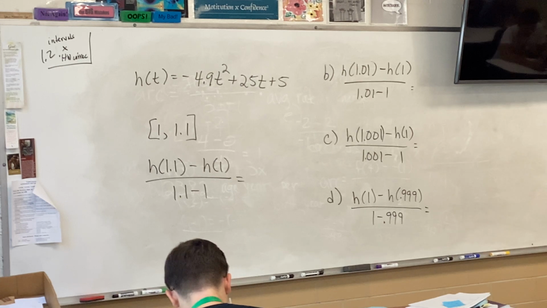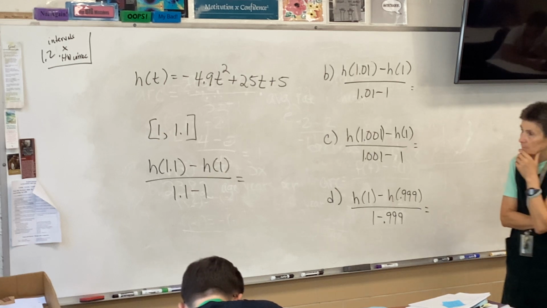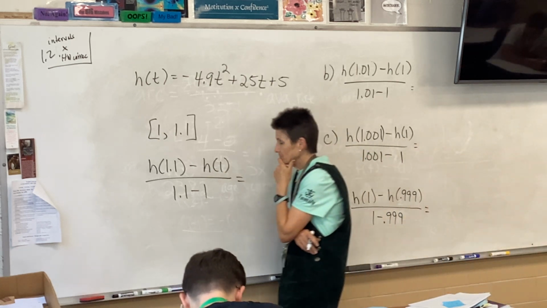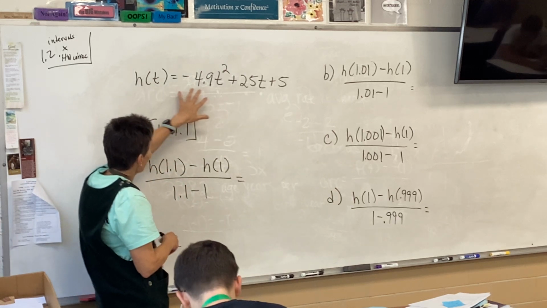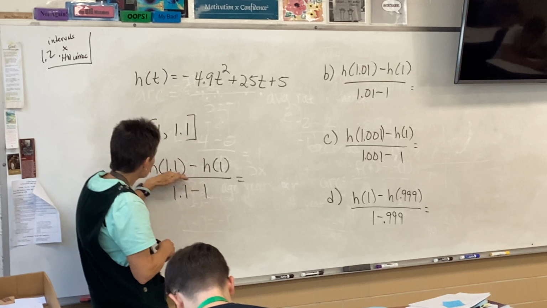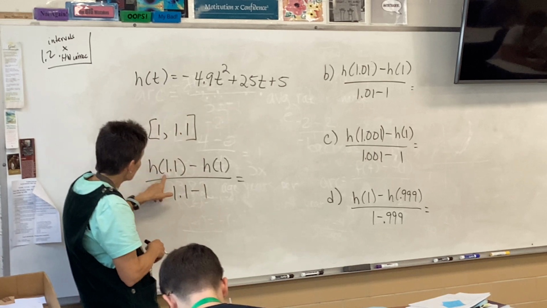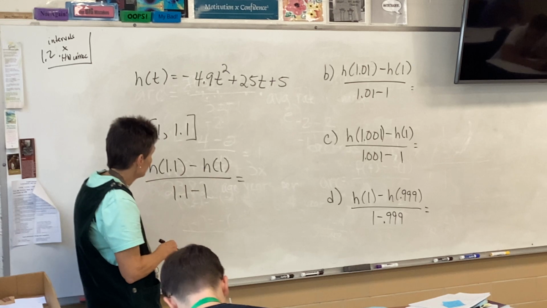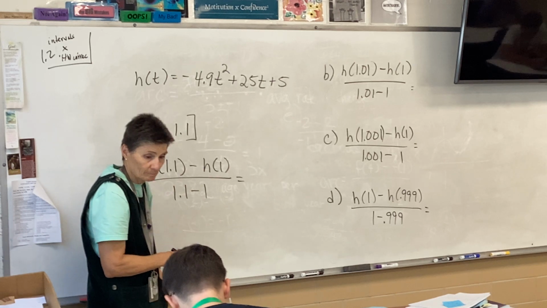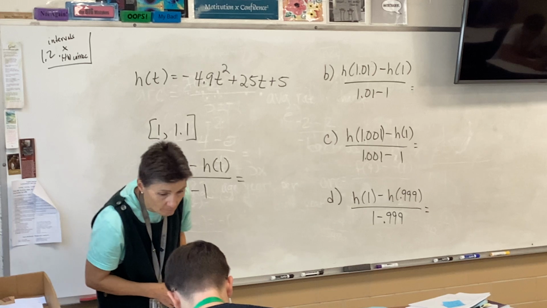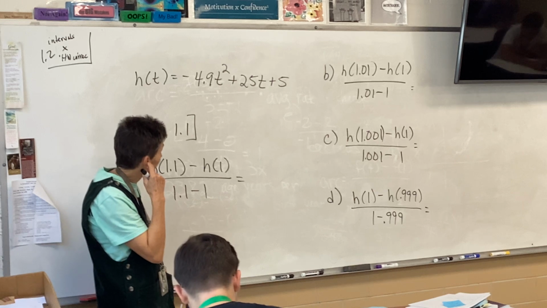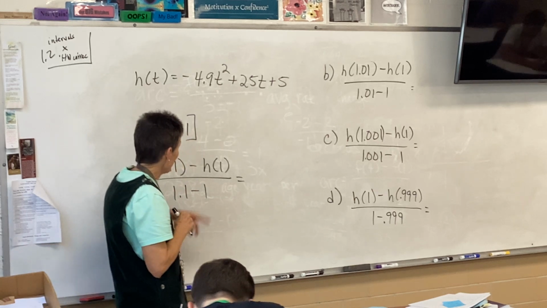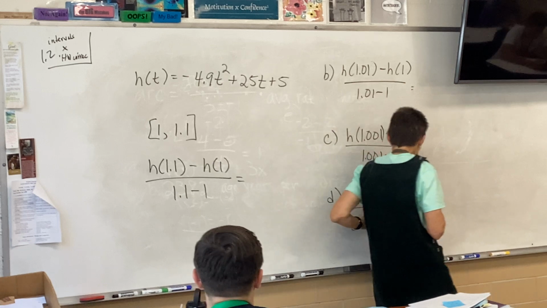So was that 1.1? Okay, so now you're going to find h(1), same thing, and h(1.001). So this is like f of x, and it's h of t, so you're plugging in your t value and finding the h that goes with that. Keep in mind, once you found h of 1, you don't have to keep recalculating.